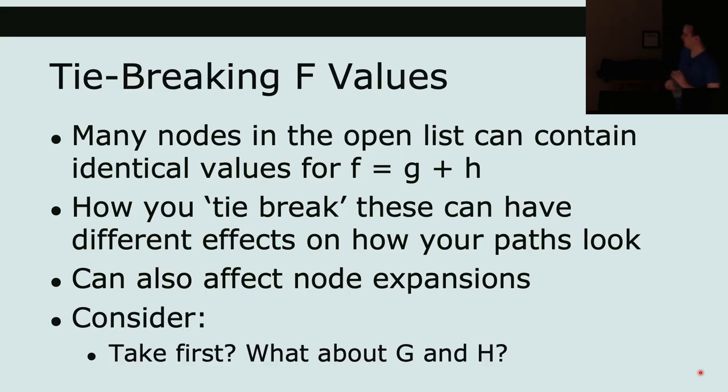Well, if you tie break this by doing nothing and just saying, give me the first one, that's one way of doing it. That's what the binary heap will do by default. But what about if we look at G and H? Maybe if two F values are tied, would we want to take the minimum G value or the minimum H value, or does it even matter? So let's have a look.